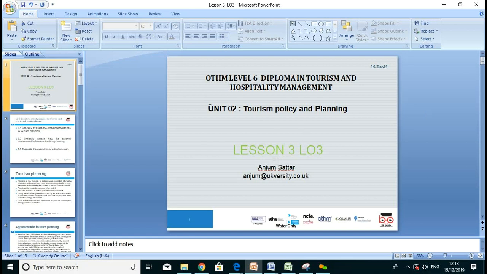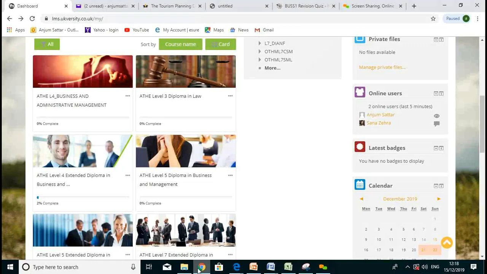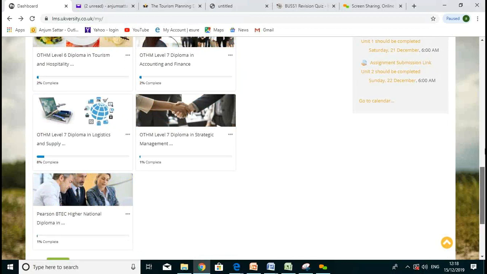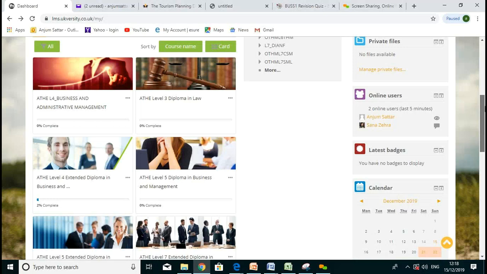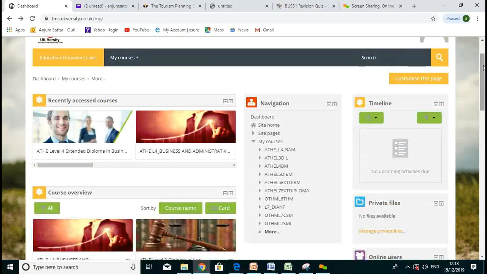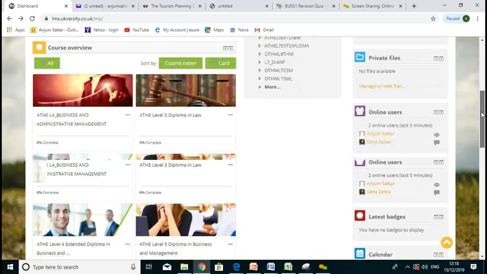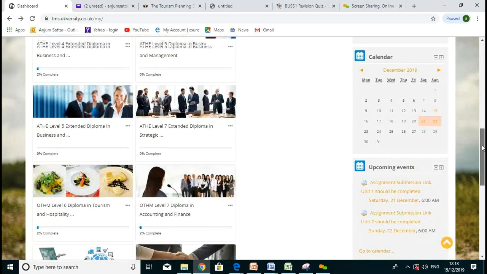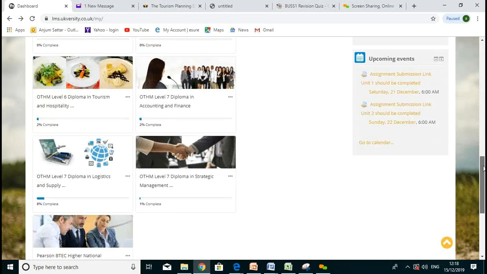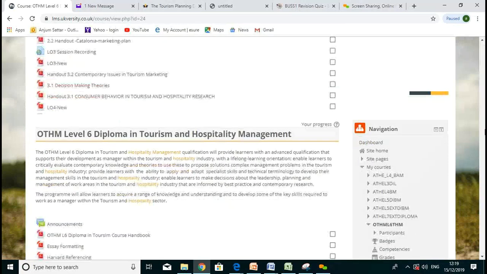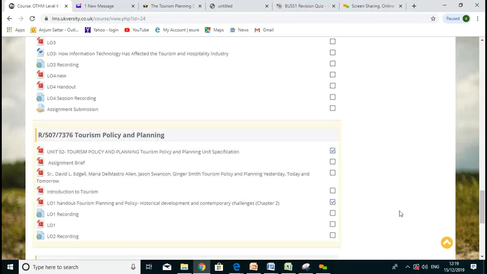Today, before starting our lesson regarding LO3, let's recap what we learned in our previous lessons. Do you remember anything which we learned? Last lessons we looked at evaluating the implementation of tourism policies. We also looked at critically analyzing the concepts and theories of public policy for tourism. Those were the learning objectives, so we learned about LO1 and LO2.